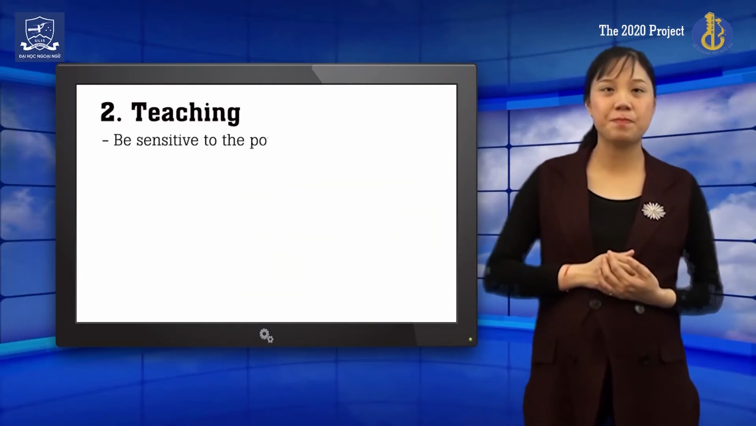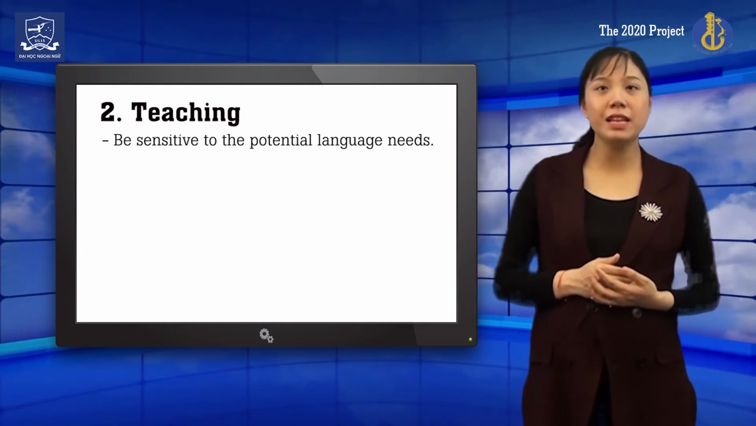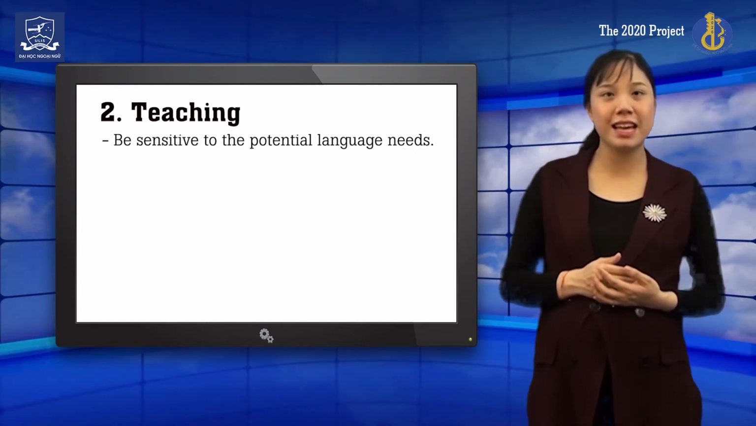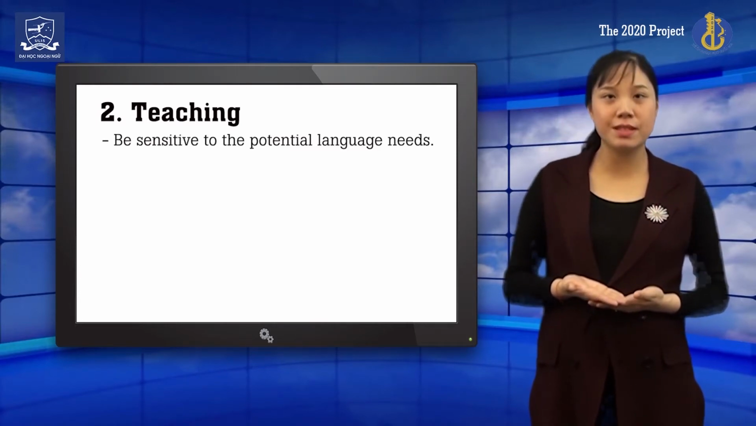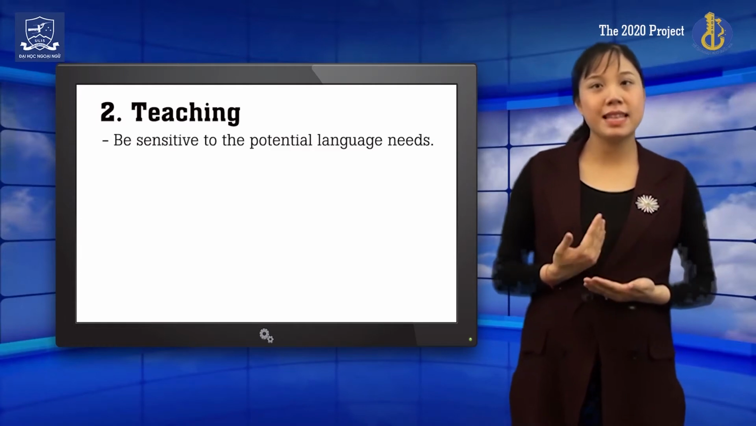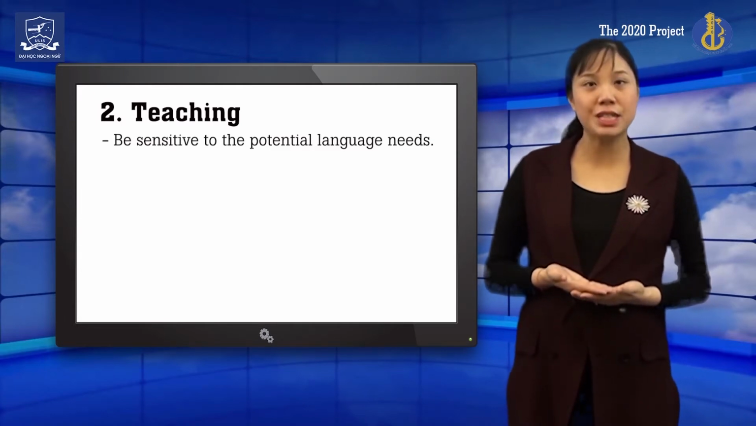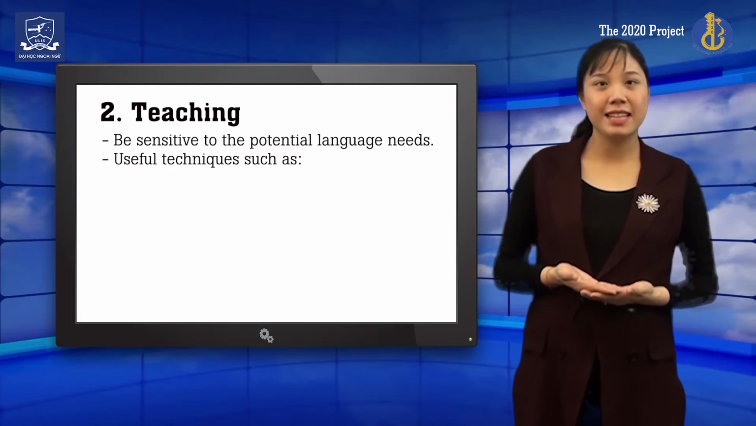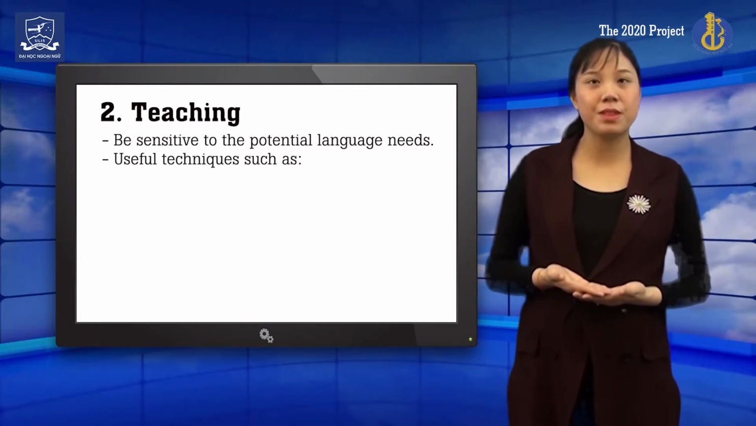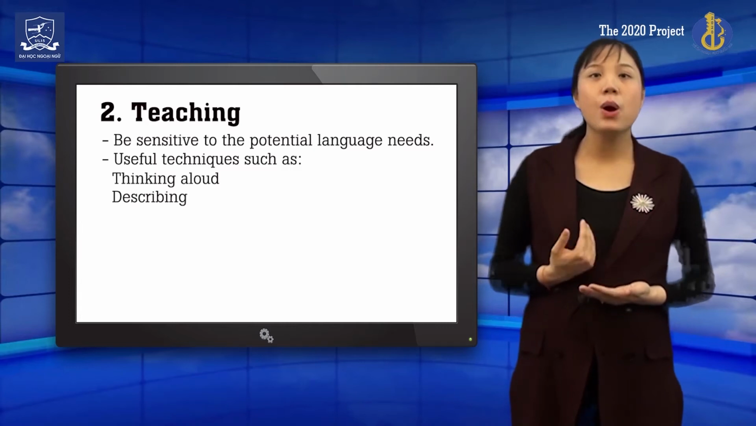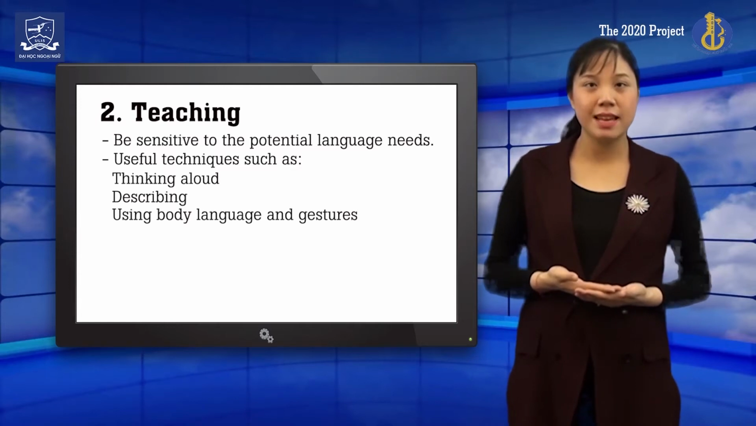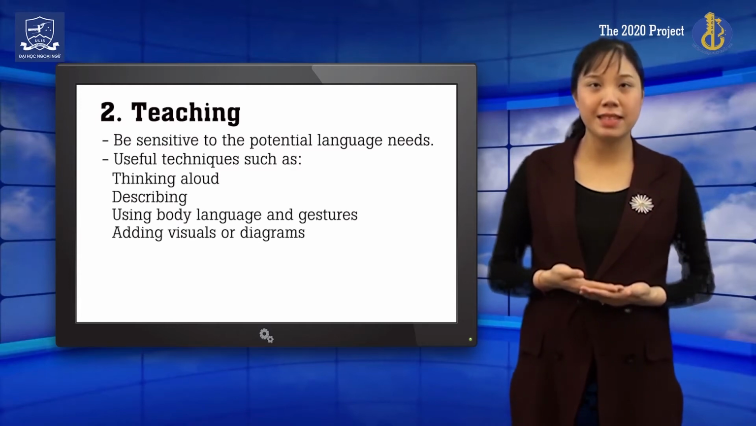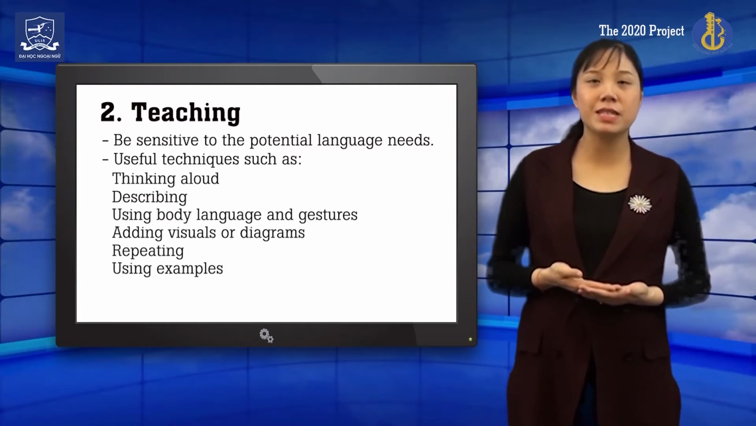2. Teaching. As well as carefully considering the language demands of your lesson at the planning stage, you should take extra steps during the lesson to be sensitive to the potential language needs of your learners. These techniques might include thinking aloud and describing what you are doing, using body language and gestures, adding visuals or diagrams, and repeating or saying something in a different way using specific examples.